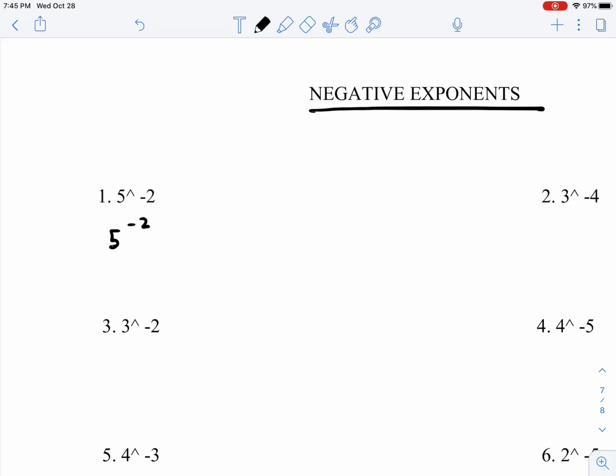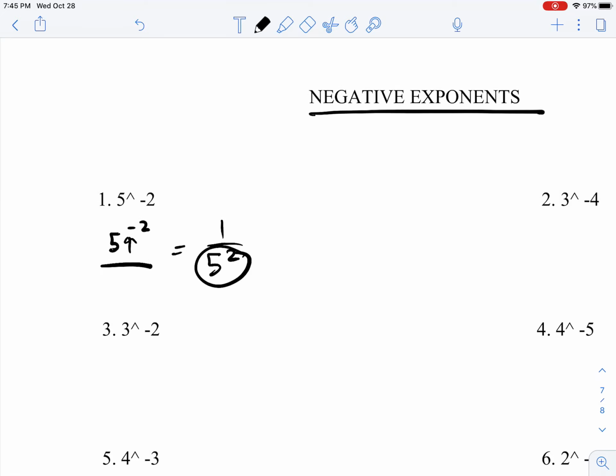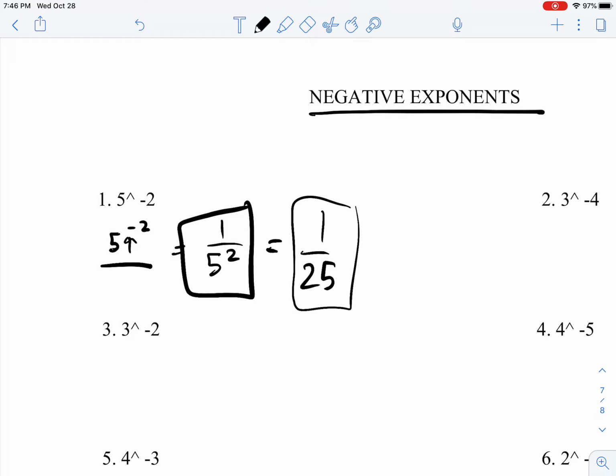So, whenever you see this negative over here, you can just write it as 1/5 to the second power, because we know that this negative signifies the reciprocal of the term. So that will be our answer. And if you want to go further, 5 squared is 25. So our answer would be 1 over 25.